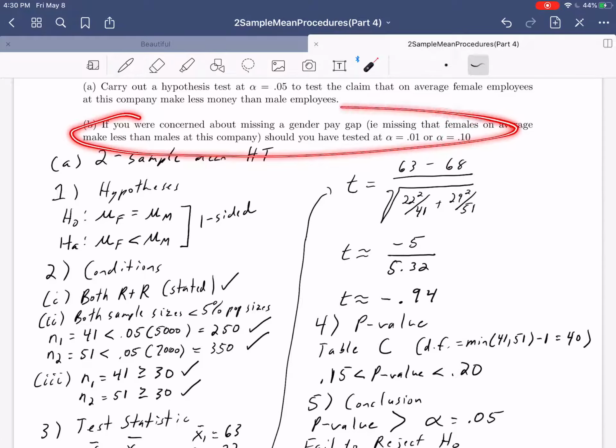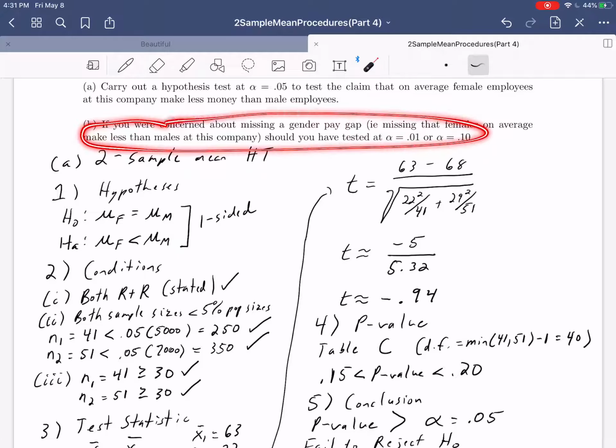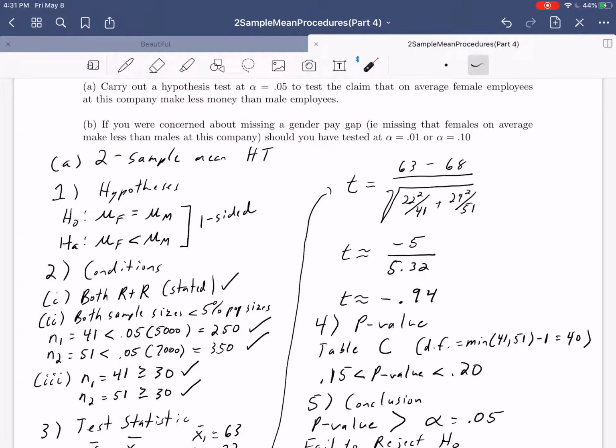Well, the way to answer a question like this is to think about what type of error is missing a gender pay gap. A type 1 error, remember, is a false positive. So a type 1 error would be where we think that there is a gender pay gap, but there really isn't. That's not what this is describing. A type 2 error would be where we say, we don't have any evidence to throw this out, so we might as well stick with it, but we really should have thrown it out. In other words, this description is describing a type 2 error.